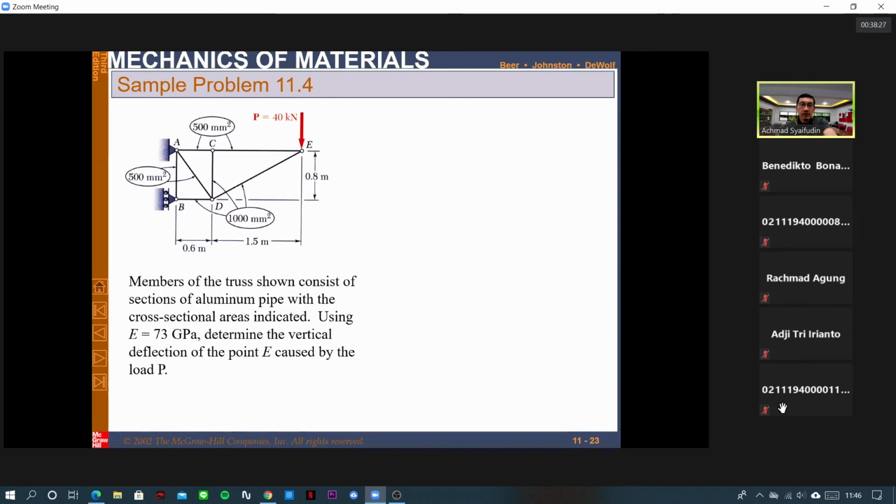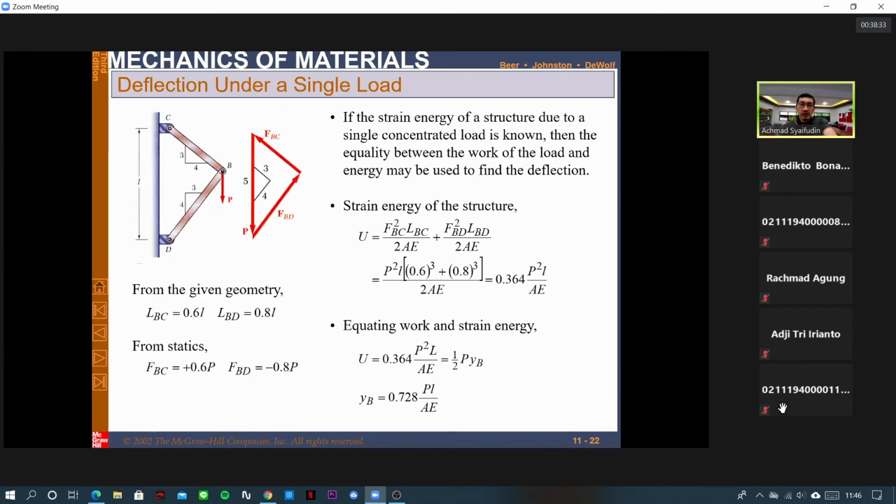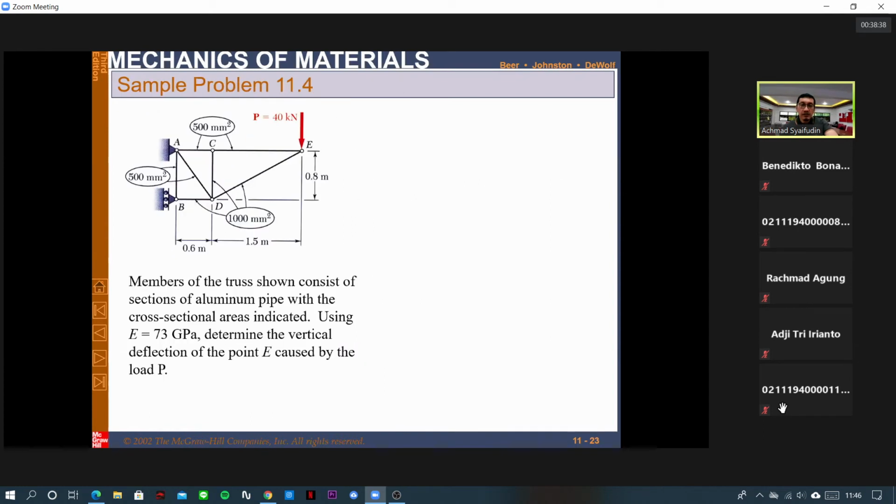Yeah, this is another problem. The sample has only two members, but in the sample problem there are 1, 2, 3, 4, more than seven members.